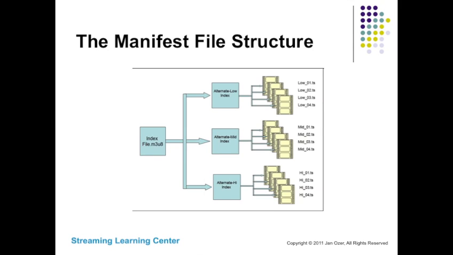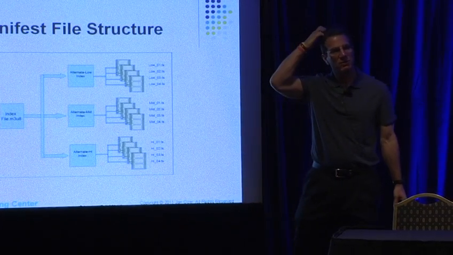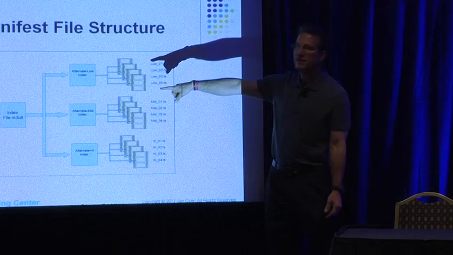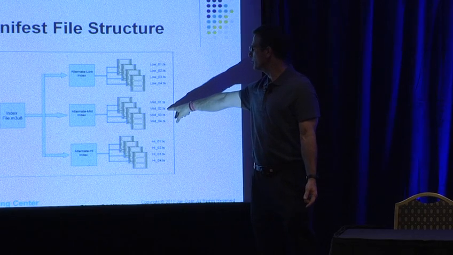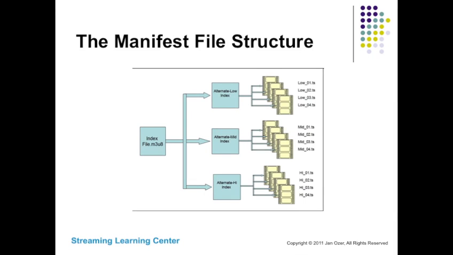So let's say I started out and I get the low 01.ts. That's we send a low quality stream. So the first chunk gets sent. And then the player says, well, the buffer's good and the CPU's good. Let's go to higher quality. The player checks the index file, sees the location of the next highest file, and retrieves this chunk here, and then starts to play that data.